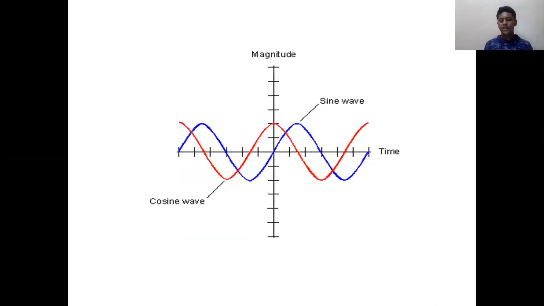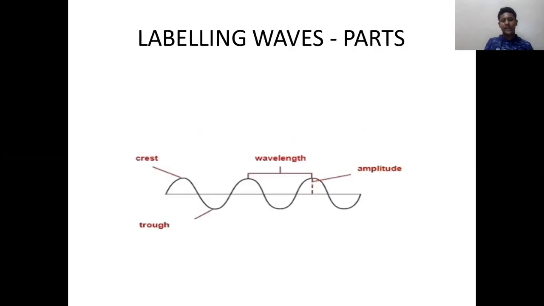This is a comparison graph of both the sine wave and the cosine wave. This graph begins at point 0, so you can see that the cosine wave is already half gone, while the sine wave is a full wave that begins at the perfect point. The red color is the cosine wave, and the blue color is the sine wave. The next topic is labeling waves.